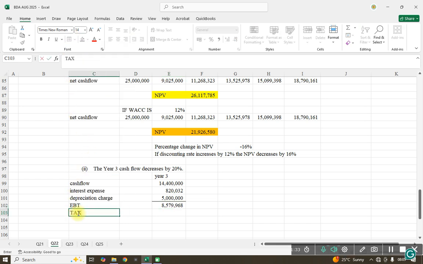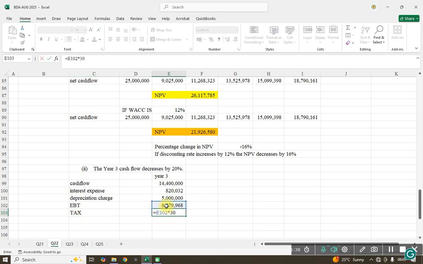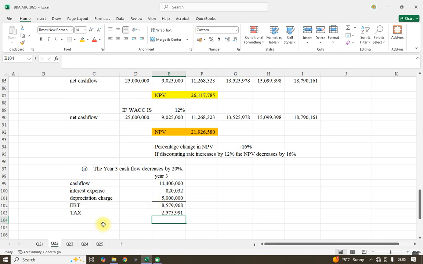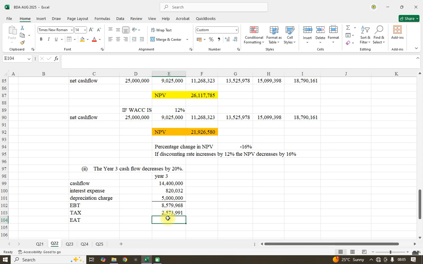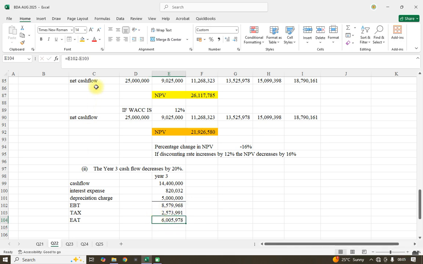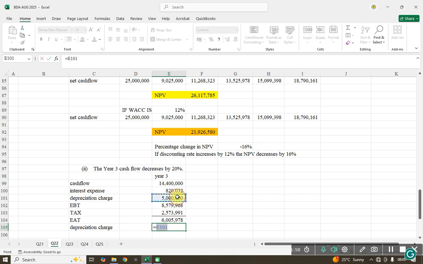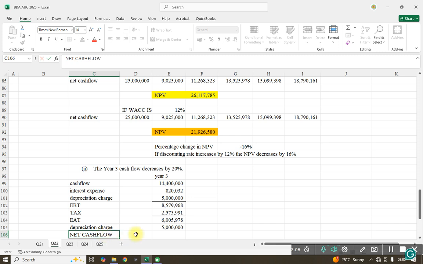So our tax at 30% is on that. So earnings after tax, that way. Then the depreciation, we add it back, the depreciation charge. We get our net cash flow here, our net cash flow. So our net now becomes that.